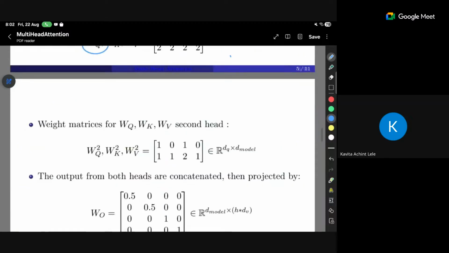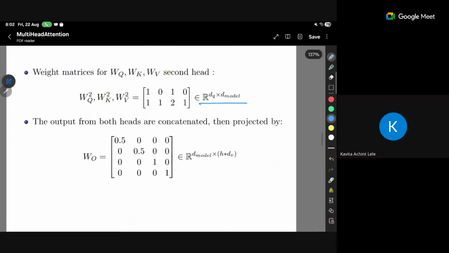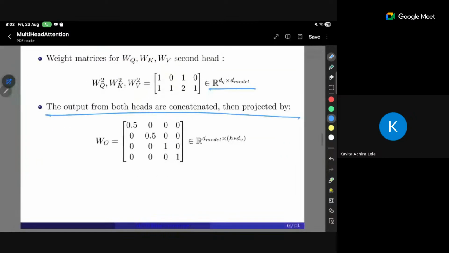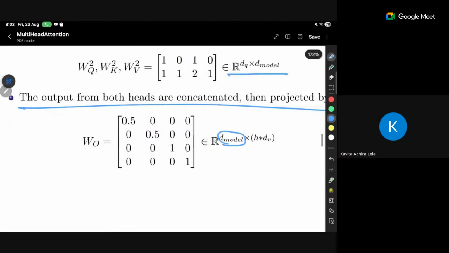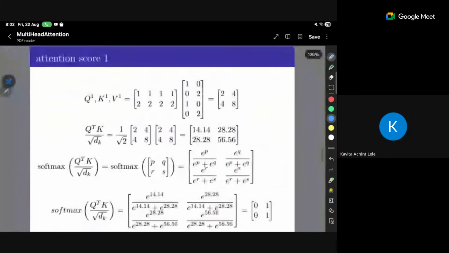Similarly, I have another head, the second head, and that is also going to have the same dimension. Again, three different matrices are there. Then I have the last thing, which is the output, and the dimension I have to choose based on this: d model cross h times dv, so 2 times 2 is 4, that is 4 cross 4. d model is 4. That's all. Now I'm multiplying it.